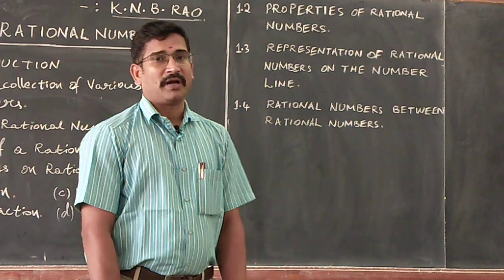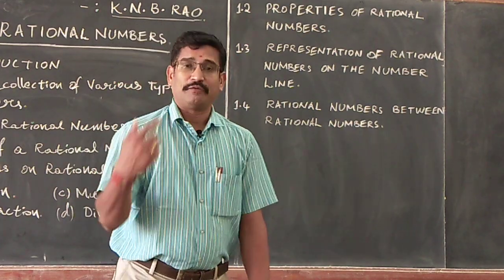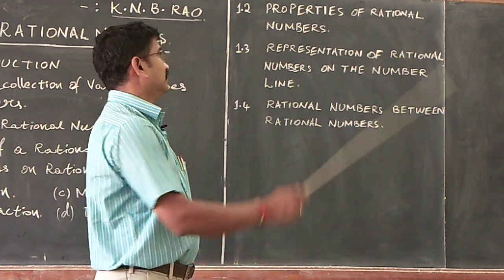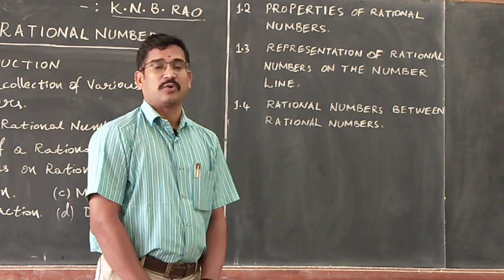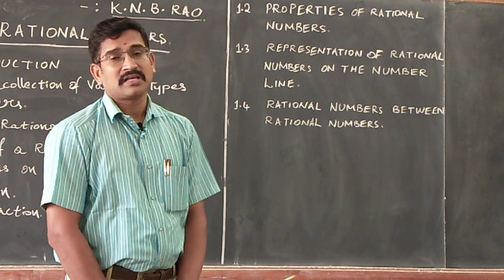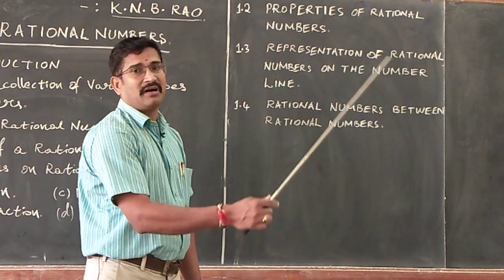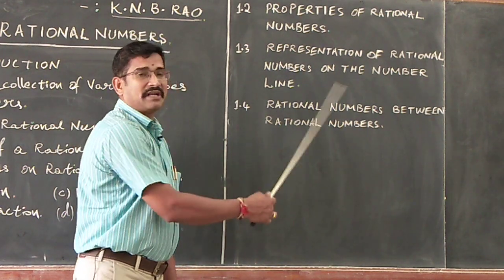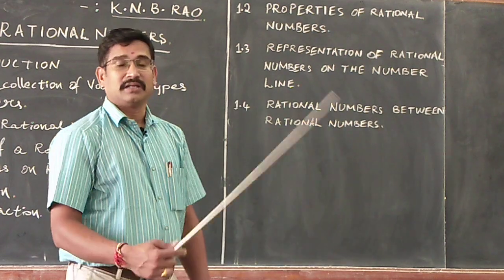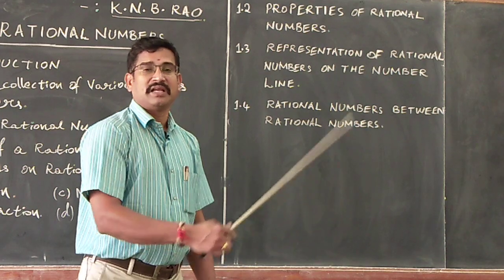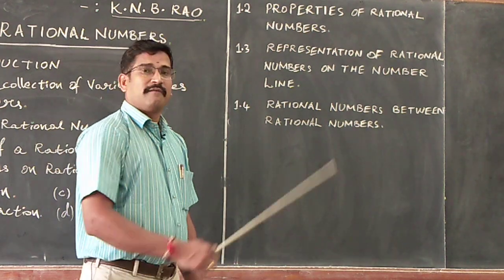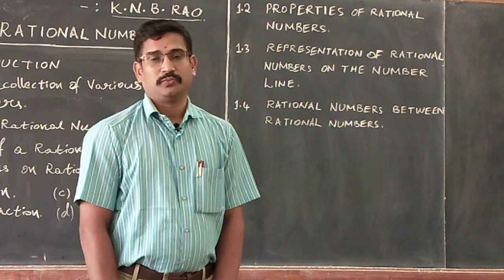Children, totally we have got in this chapter 2 exercises, exercise 1.2 and exercise 1.1. In exercise 1.1, based on knowledge of introduction and the properties of rational numbers, we will be having questions, and in exercise 1.2, based on the knowledge of representation of rational numbers on number line and finding rational numbers between any 2 given rational numbers, we will be having exercise 1.2.